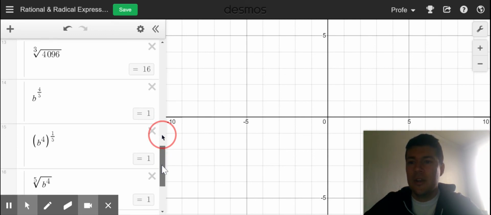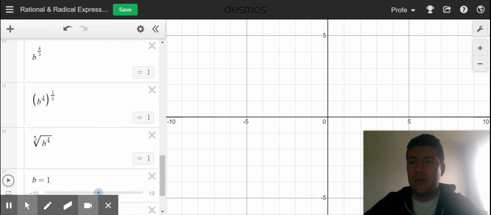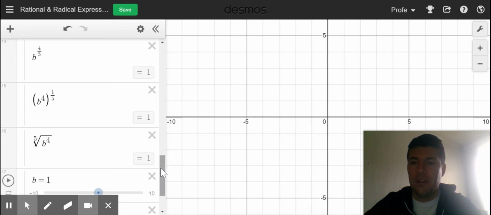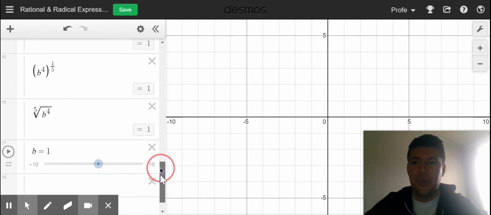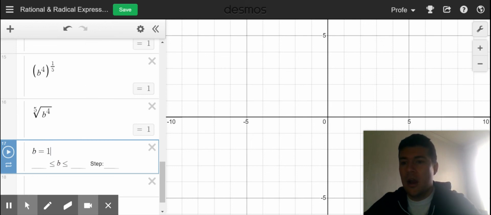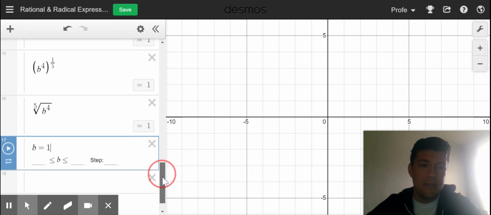Then here's an example with a variable, b to the 4/5. B to the 4/5 is the same as b to the 4th to the 1/5 power, which is the same as the 5th root of b to the 4. And to show you that this is true, I added a slider that lets you see that this is true for any value of b. That should help you out with your investigation.